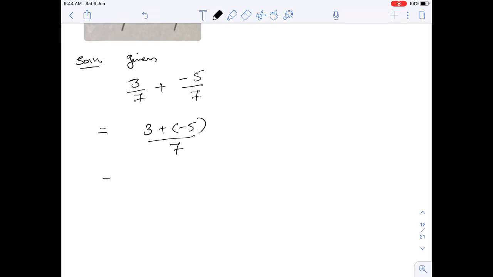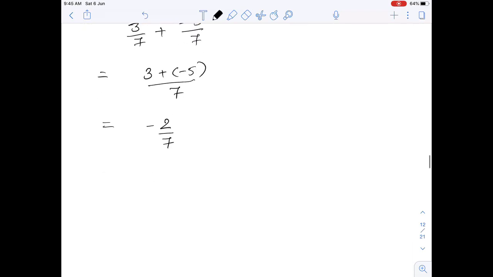Now it can be seen that the sign of 3 is positive and the sign of 5 is negative. Whenever there are opposite signs, we do subtraction of numbers. So 5 minus 3 will become 2. Take the sign of the greater number: between 3 and 5, 5 is greater, so its sign is minus. So we write minus 2 and denominator 7. Let us solve some more examples.